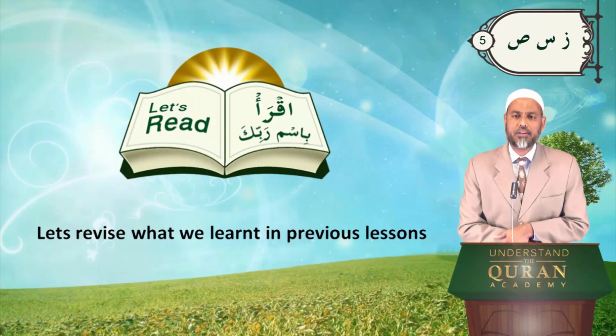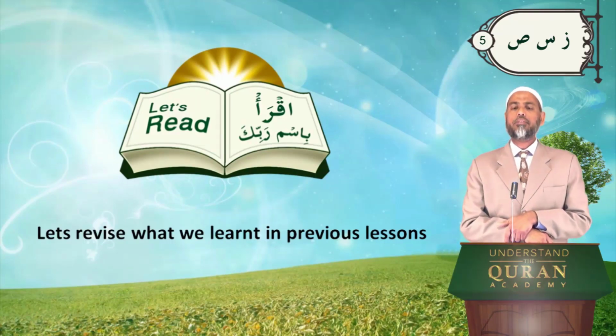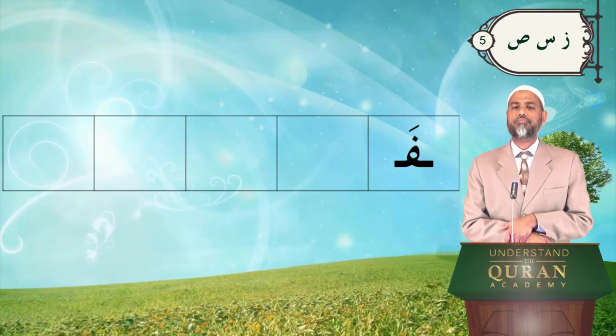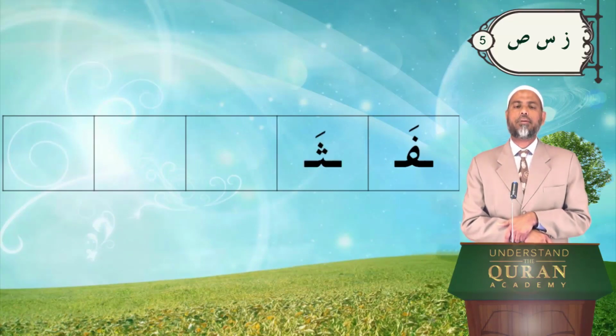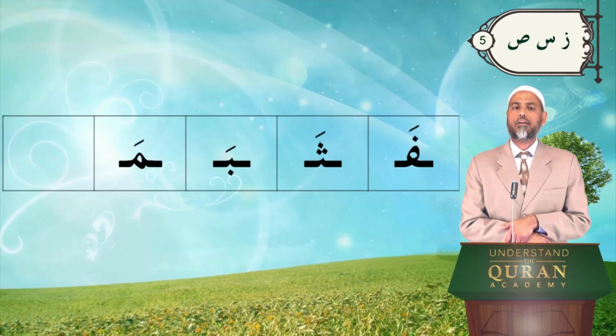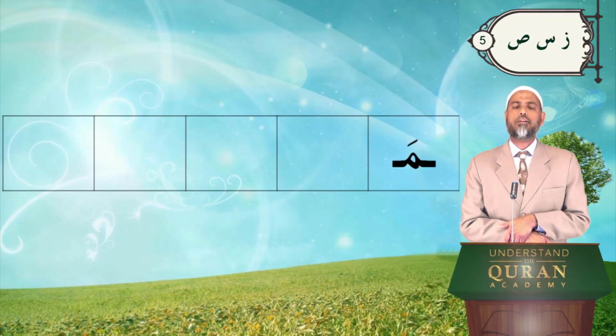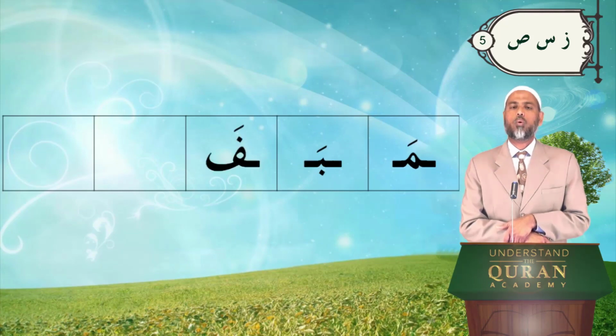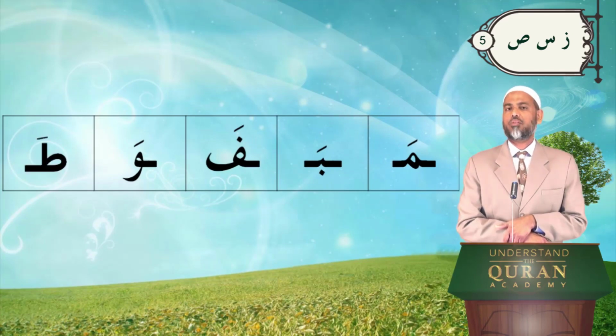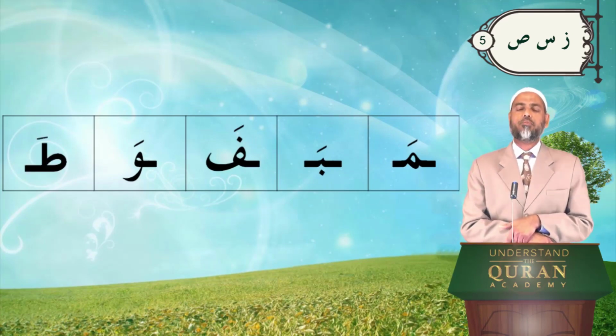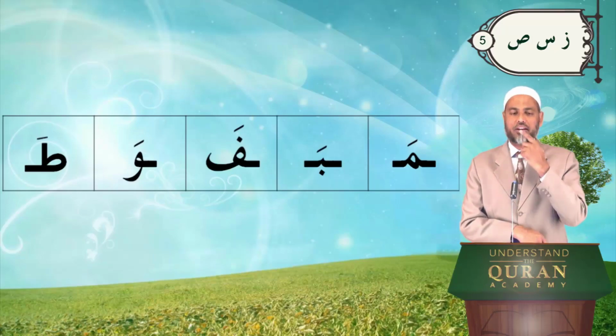Let's revise what we have learned in previous lessons. Read with me or after me. Fa, tha, ba, ma, ta, ma, ba, fa, wa, ta. No dot means no blow. There's no air blow, or no stronger flow of air.